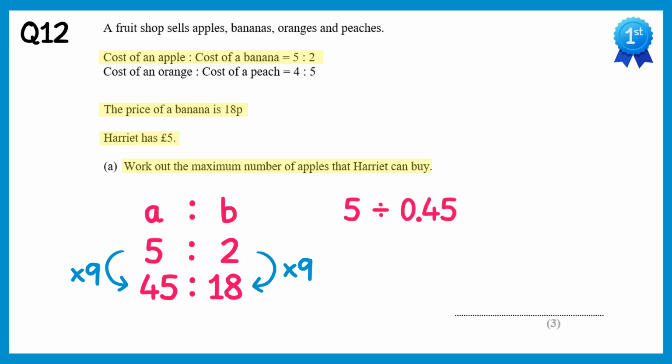Now if you type that into your calculator, it'll give you 11.1 recurring. Now we can't buy 11.1 recurring apples, so we need to consider how many we can actually buy. We can't buy 12, so we're going to have to buy 11 of those, so the answer to this question is 11.